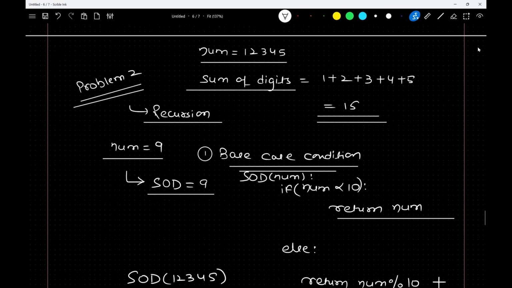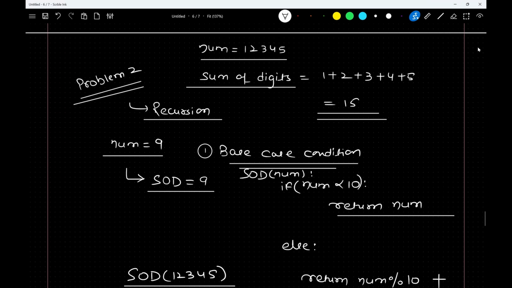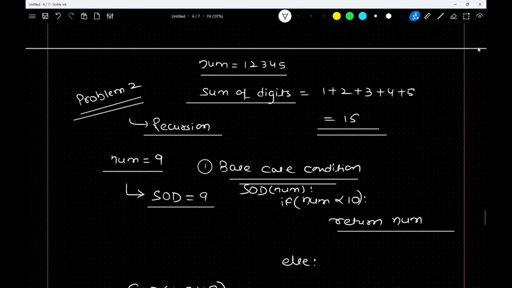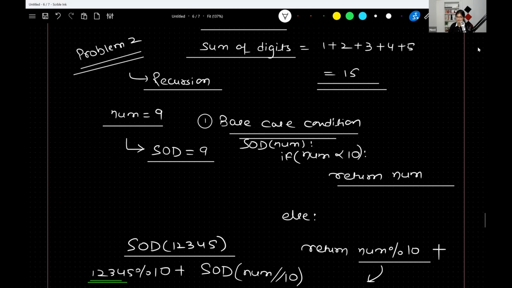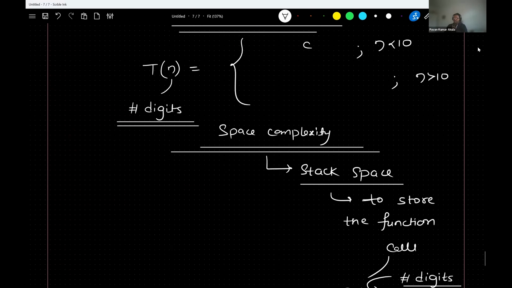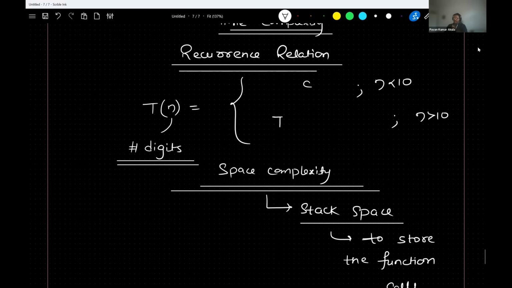Yeah, that's T of n minus 1 because at every step we are reducing the number of digits by 1. Plus a constant C. So T of n minus 1 plus constant C. Correct.